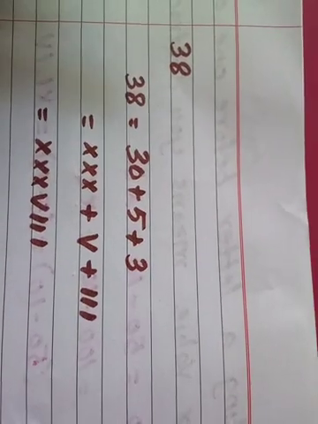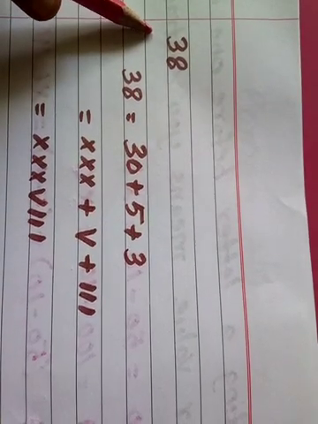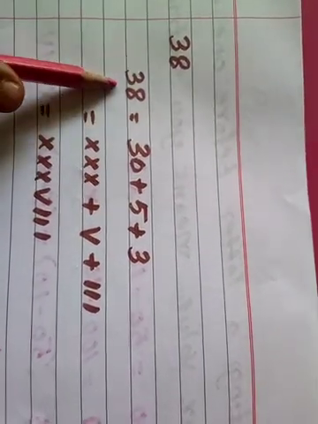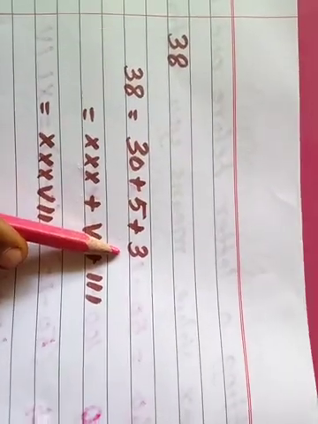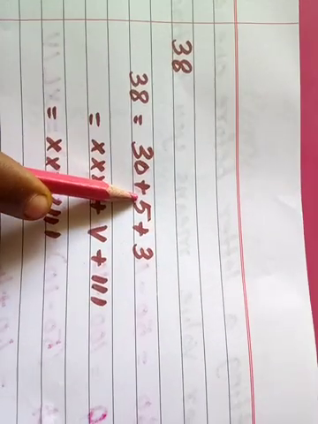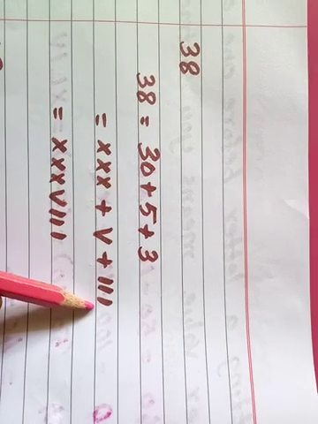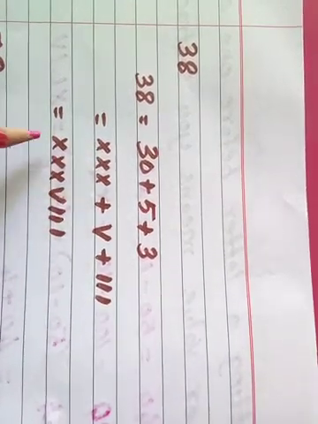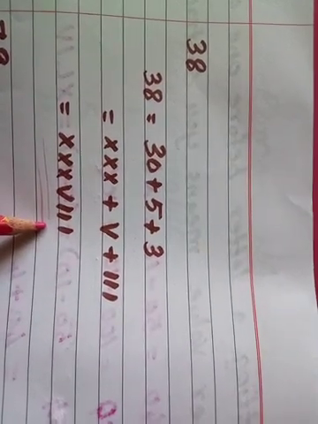Now here are a few examples. The number is given, you have to find the Roman numeral for this number, 38. So first you have to split and write. I can split as 30 plus 5 plus 3, right? So for 30, what is the Roman numeral? XXX. Plus 5, what is the Roman numeral? V. For 3, it is III. So now add all these things. XXXVIII. This is the Roman numeral for 38.